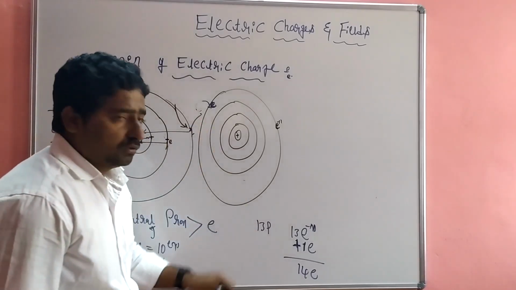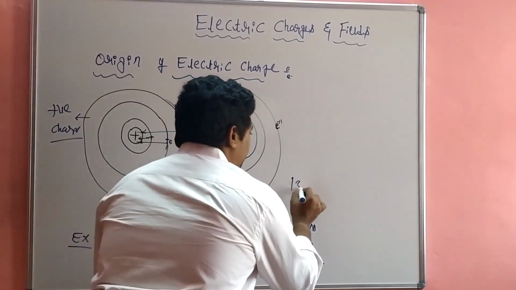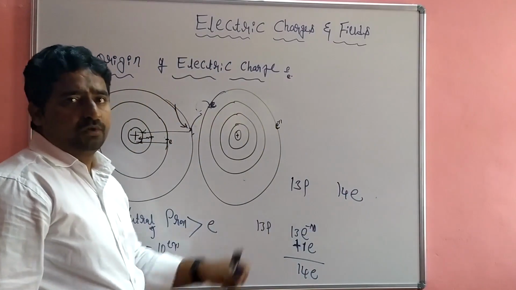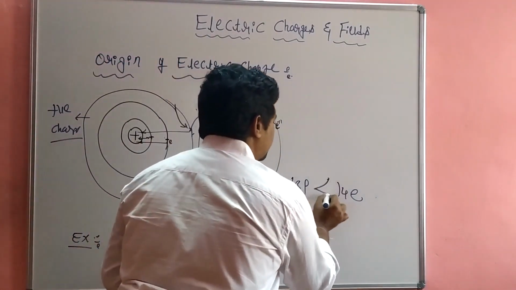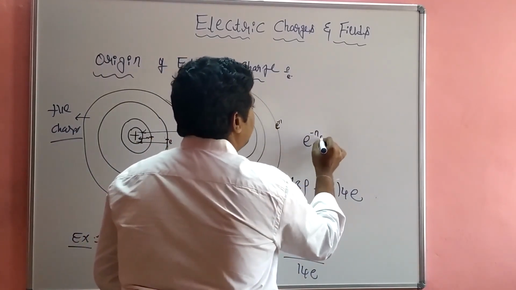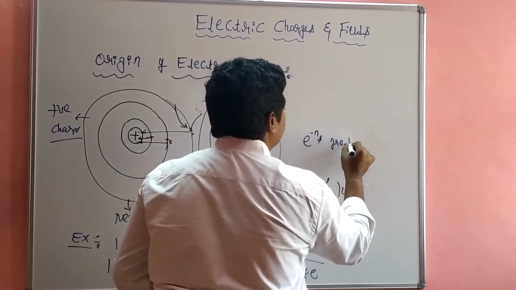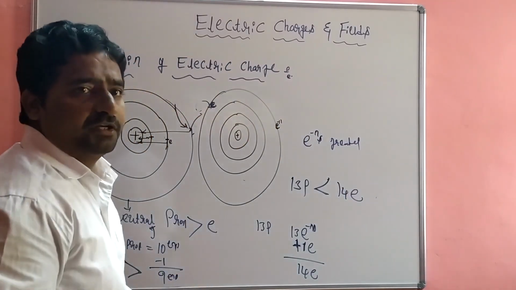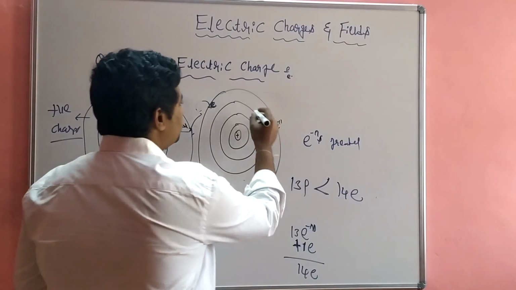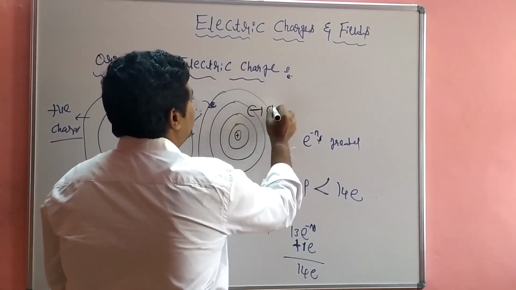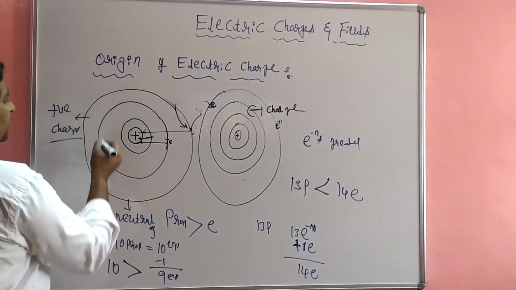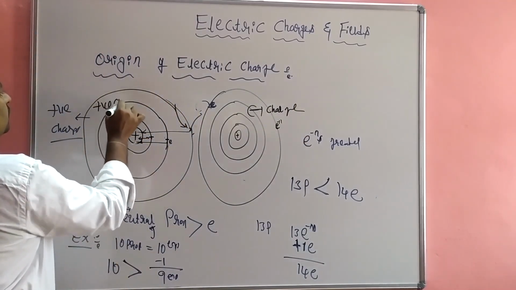Now this has 13 protons and 14 electrons. Which is the greater value? The electrons are greater, and electrons are negatively charged. So the body becomes negatively charged.